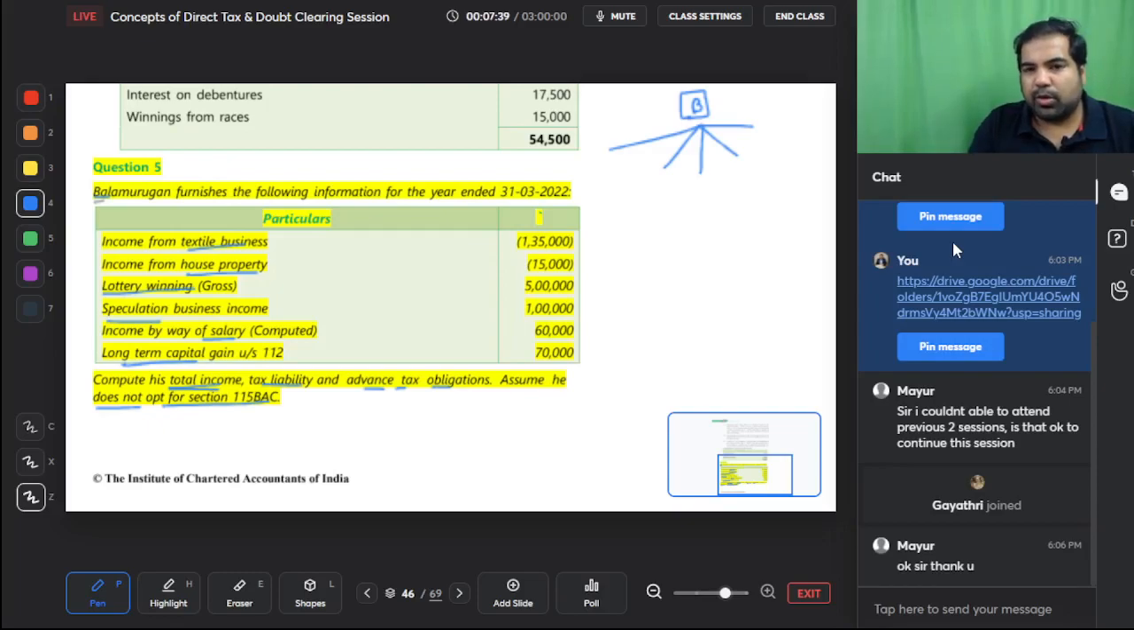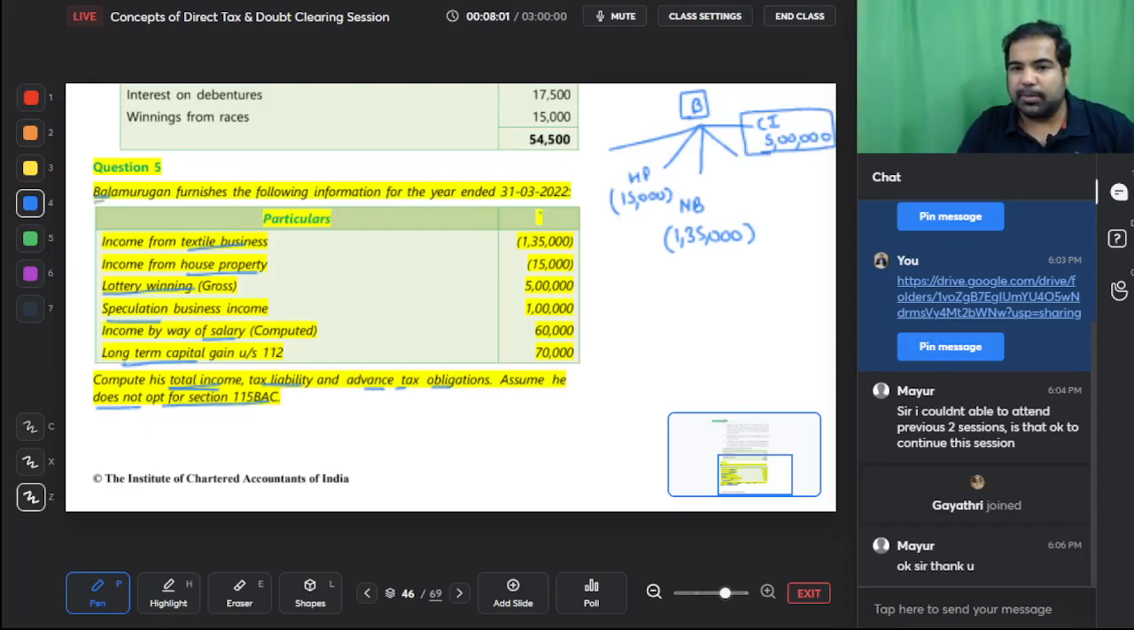Textile business is a loss, so I'm writing normal business and I'm writing loss of 1,35,000. Income from house property is again a loss, so house property is also a loss of 15,000. Lottery winning, casual income, no one can touch this casual income, that is 5 lakh rupees. I'm already putting a box on it because no one can touch it and they want 30% on this casual income. Speculation business, guys, this is speculation business. Income is 1 lakh. If this was a loss, it would be unique, but this is not a loss.